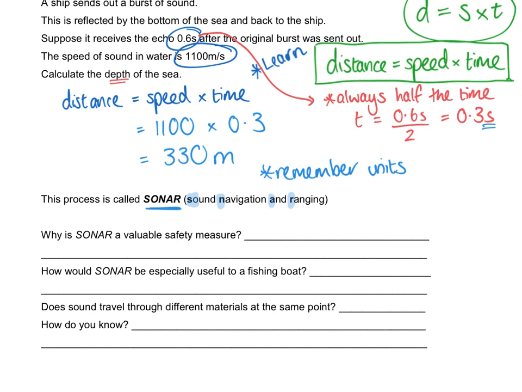The one thing I would like you to change before you do that is the third question down. It says, does sound travel through different materials at the same point? It should say there, at the same speed. And that's just simply a yes or no answer, and then it asks you how do you know afterwards. So just change that word point to speed. So pause the video now and have a go at the questions.